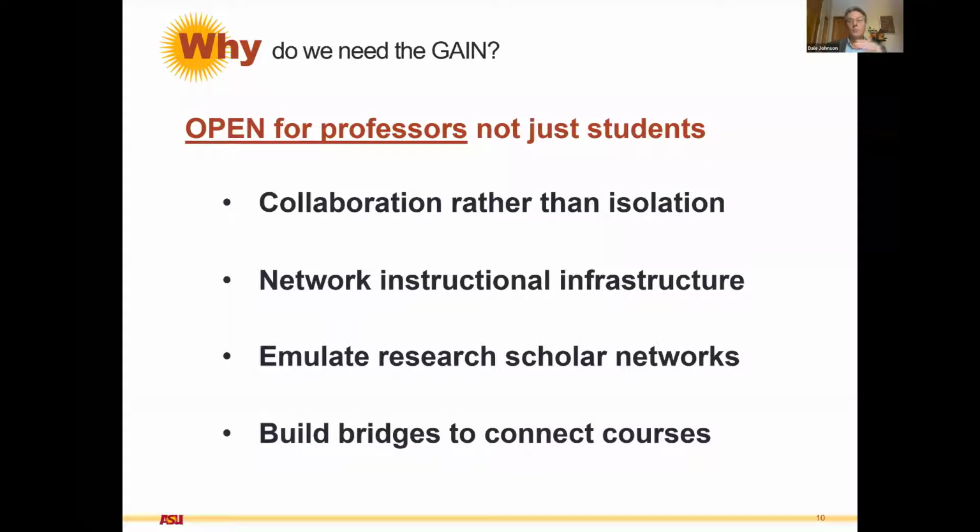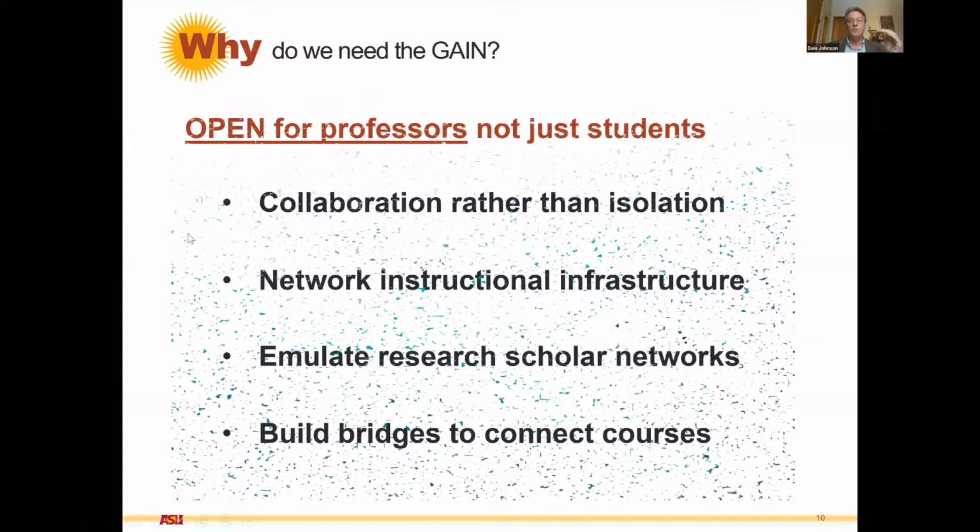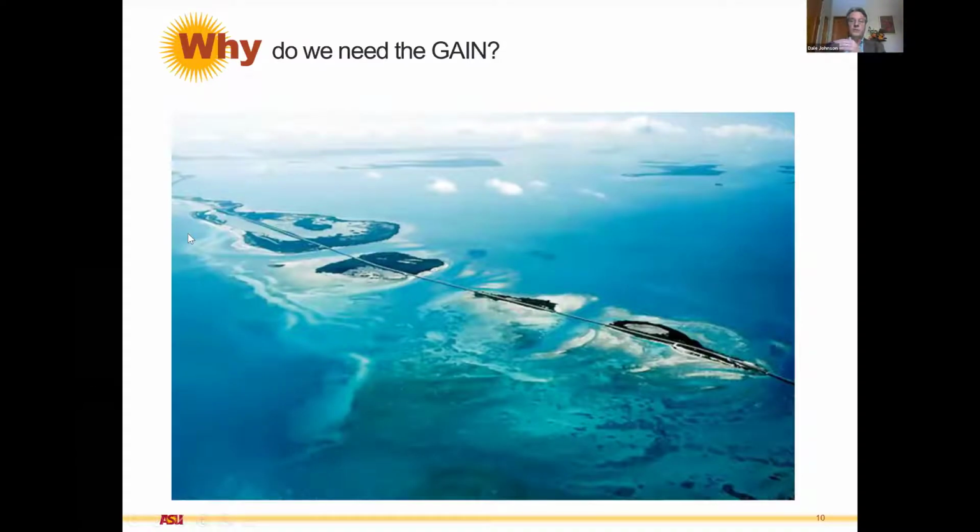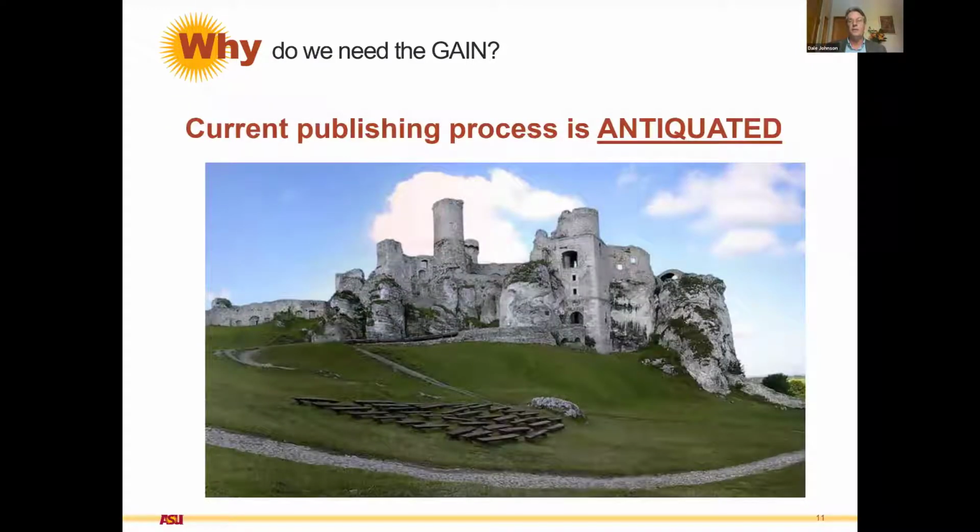And we want to build bridges to connect those courses. So the GAIN is a bridge that will allow us to connect all of those isolated courses. This is really the metaphor. We want to build this network so we can bridge multiple courses and create that infrastructure.